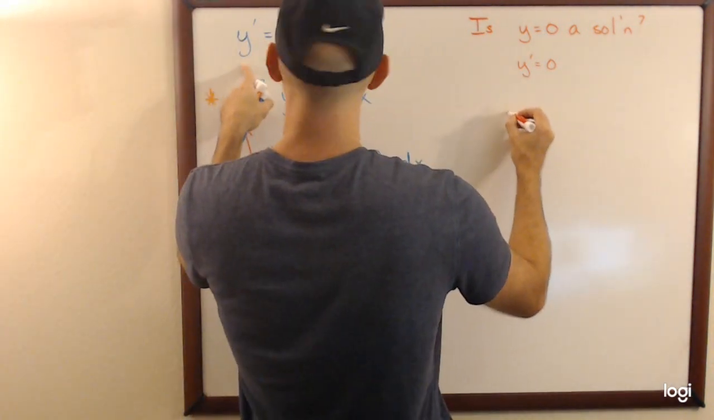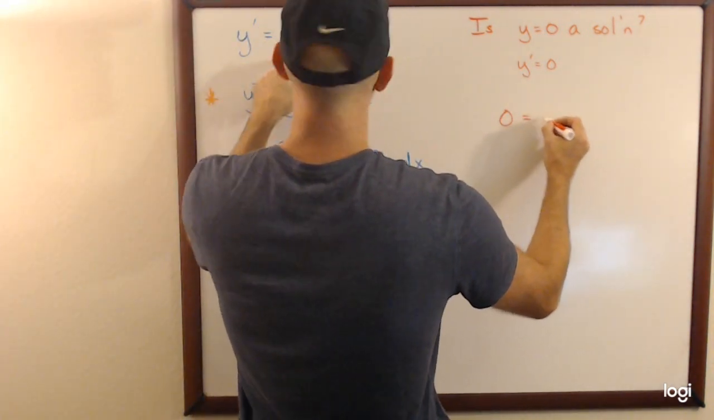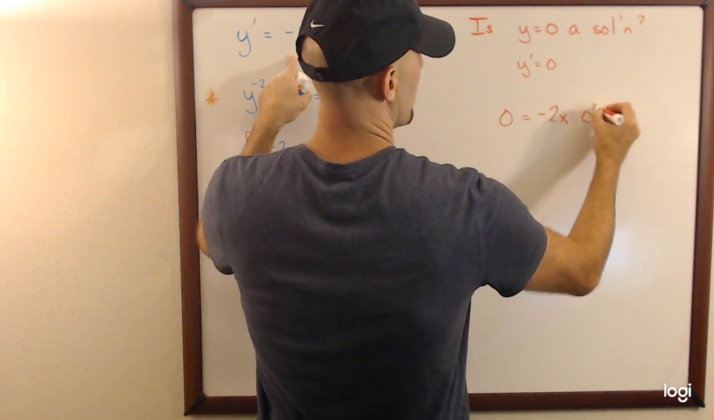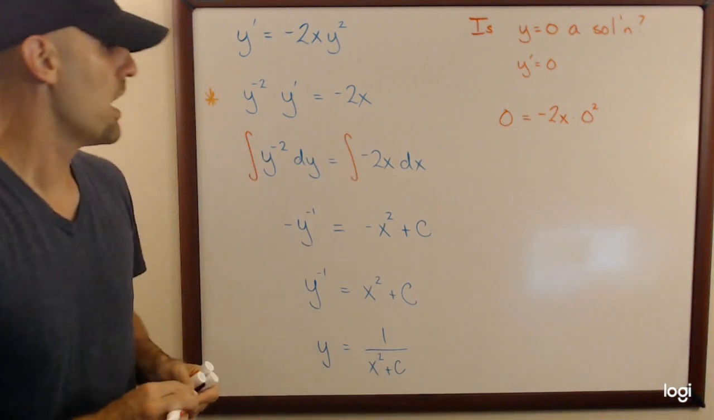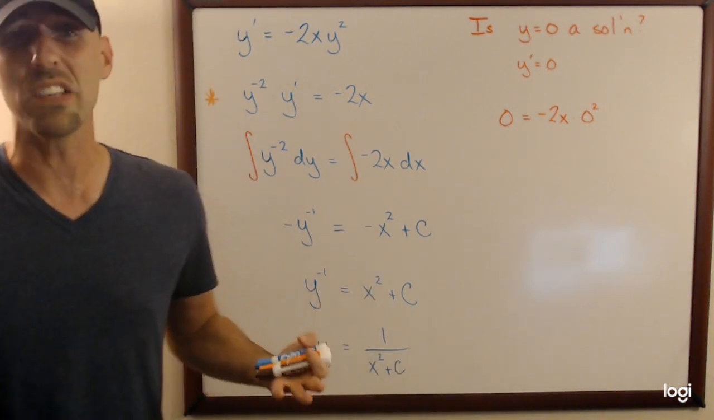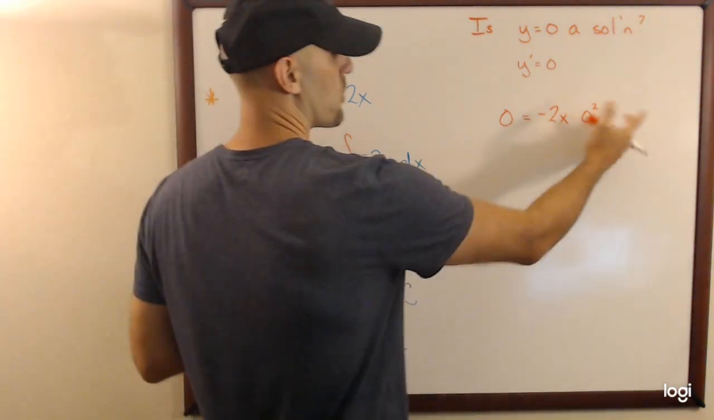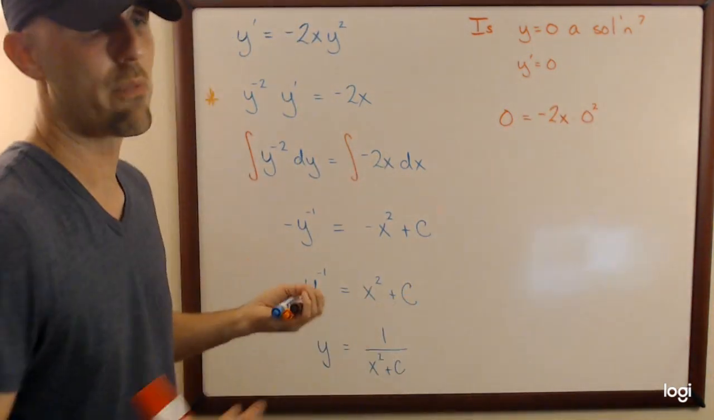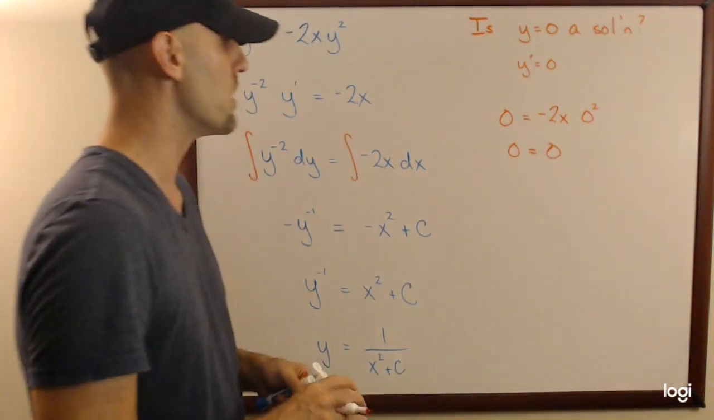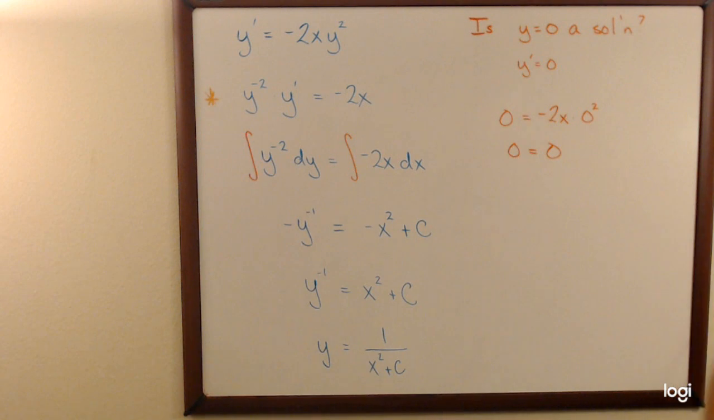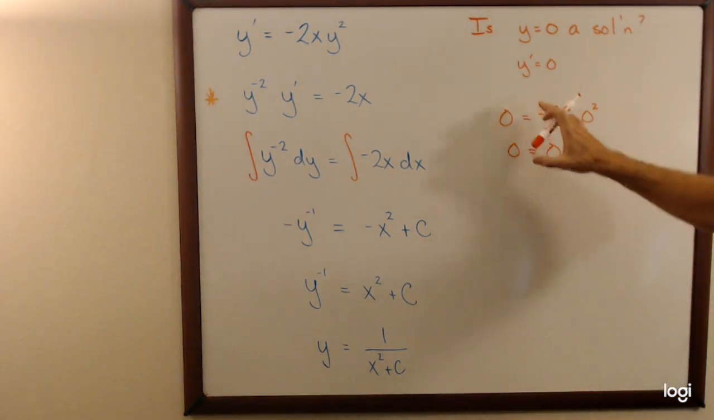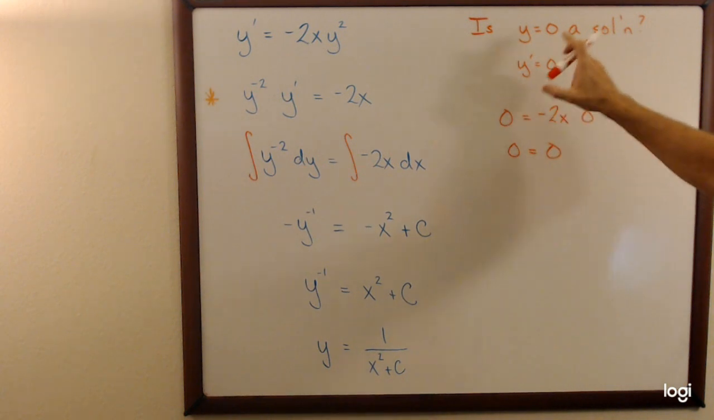And if I plug that in, I get 0 is equal to negative 2x times 0 squared. Now, of course, this would have to be true for every possible value of x, but I think it is, right? 0 squared is 0, 0 times negative 2x is 0 for every possible value of x. So yeah, this checks out. Yeah, so 0 is equal to 0. Okay, fine. But what that tells me is that y equals 0 is actually a solution here.